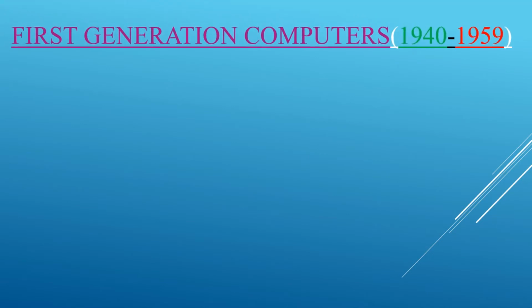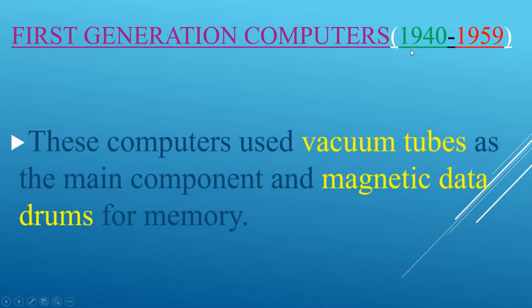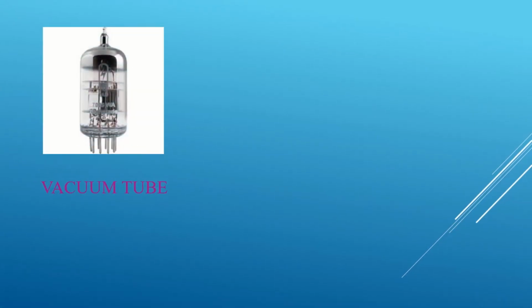Let's quickly start with the first generation. The first generation computers started around 1940 and ended around 1959. These computers used vacuum tubes as a main component and magnetic data drums for memory. During the first generation, vacuum tubes were being used, and let us look at the picture of the vacuum tube. As we see over there, it's big. That means the computer itself around that time is going to be big.